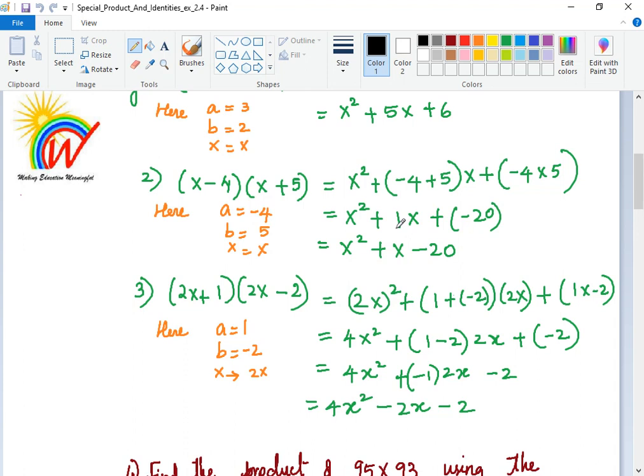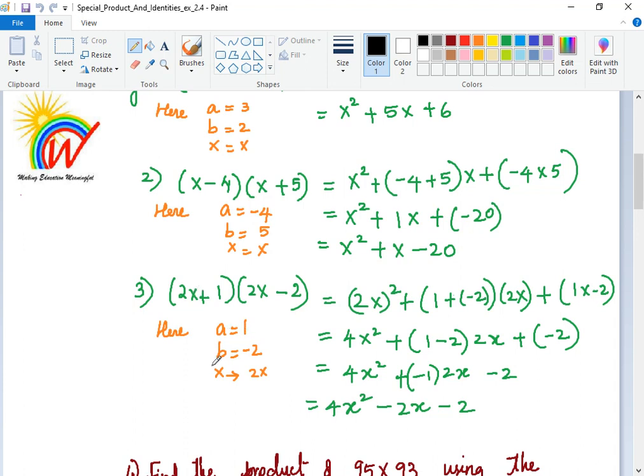Now we'll look at one more example where you don't have x; instead you have 2x. But the pattern is the same, the format is the same. It's similar to the identity which we have learned. So instead of x we are having 2x and 2x. Again we have the same kind of number in this place and this place, and we have different numbers over here and here. So we will use the same formula.